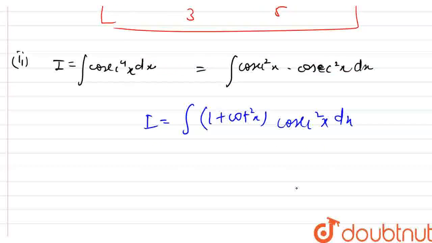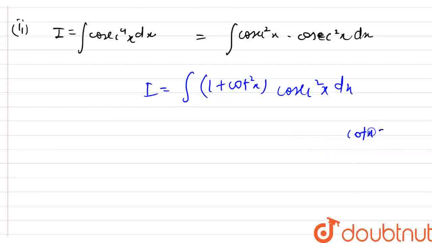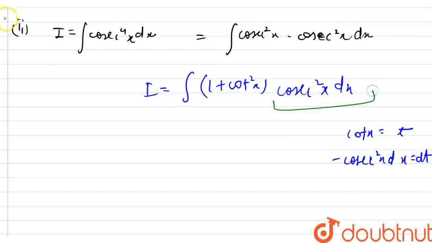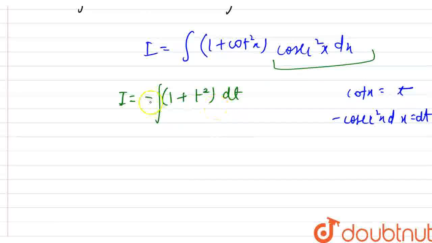Now I'm going to assume that my cot x is nothing but t. On differentiating both sides, I will get minus cosec square x dx equals dt. From here I can replace again my cosec square x dx with minus dt. So I can write here I equals minus, I'm taking it outside, and integration of 1 plus, as I assumed cot x is t, so it will be 1 plus t square, and this can be replaced by dt. Minus I already taken out.